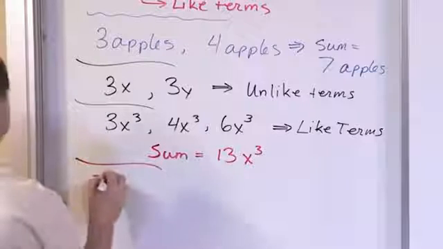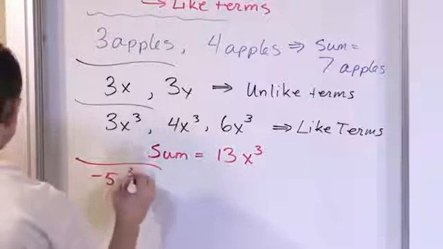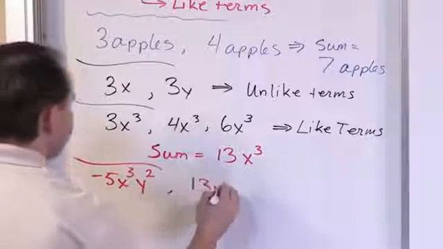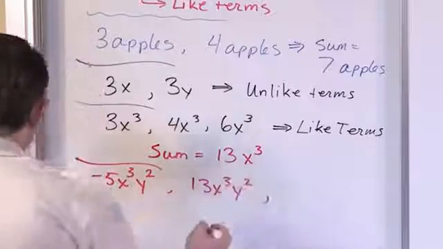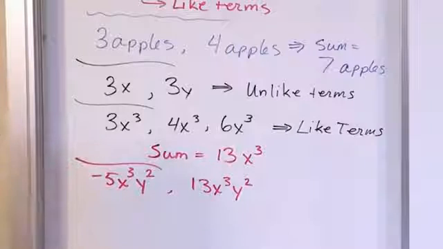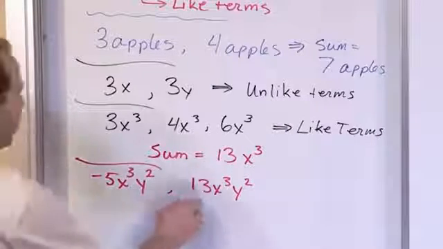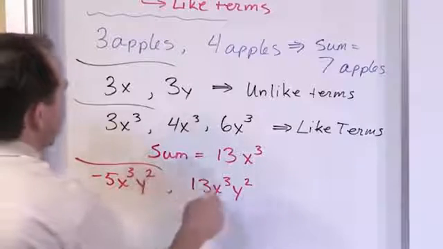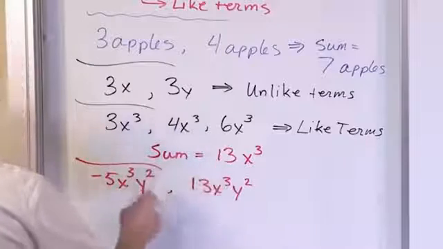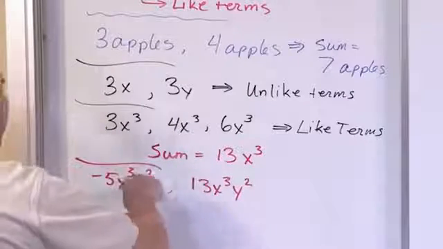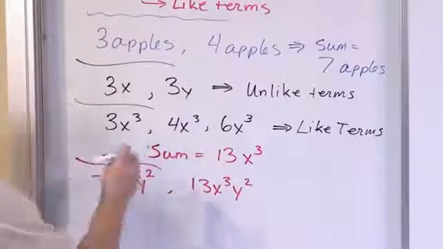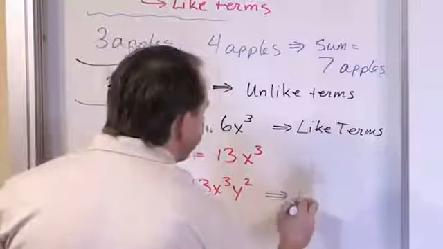All right, let's go do another one. Let's say we have negative 5x cubed y squared. Next term, 13x cubed y squared. Actually, that's the only 2 terms I have. Are these 2 terms like terms or not? Well, there are numbers in front, obviously. Here I have x cubed y squared. Here I have x cubed y squared. Everything matches exactly. The x matches the x, the y matches the y. The cube on the x matches the cube on the x. The square on the y matches the square on the y. Because everything matches exactly, these are like terms.